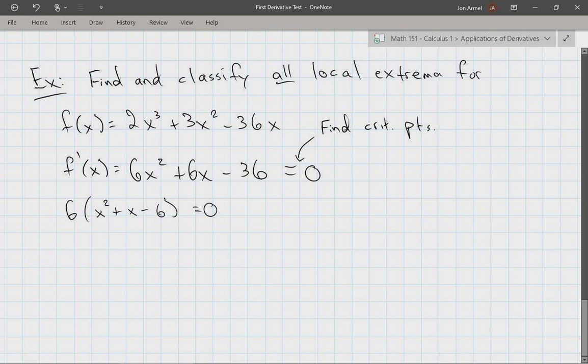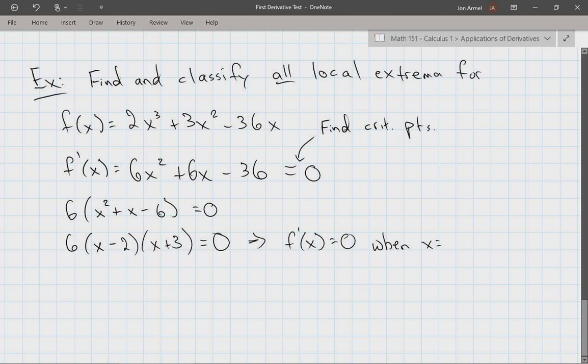And then I know how to figure out where a polynomial is 0, right? I factor it. So I'm going to say x minus, I guess, what multiplies to negative 6 and adds up to 1? I guess I'm going to do minus 2 and plus 3. That seems like a good plan here. You can check that in your head or on paper, I guess, if you're not sure, but pretty sure that factors. Okay, which tells me that f prime of x equals 0 when x equals negative 3 or x equals 2.